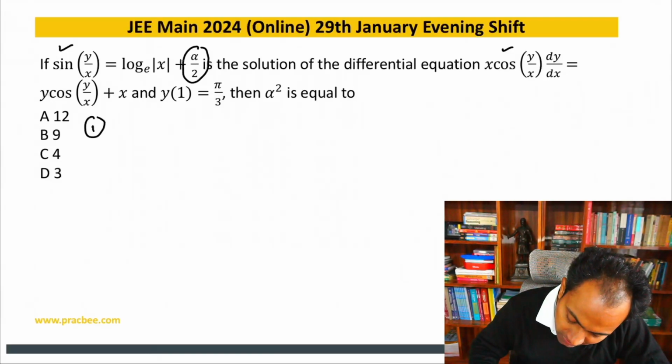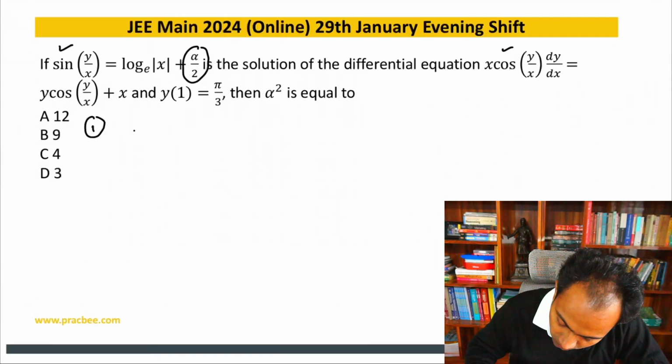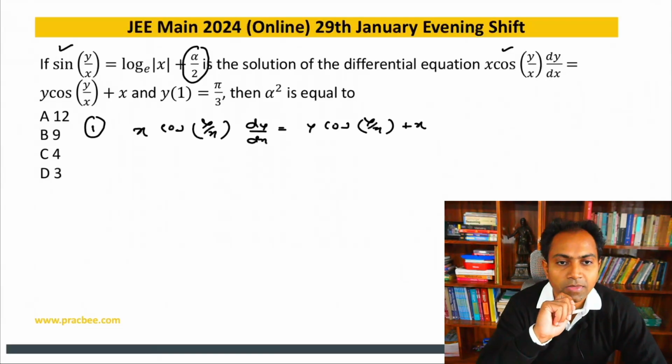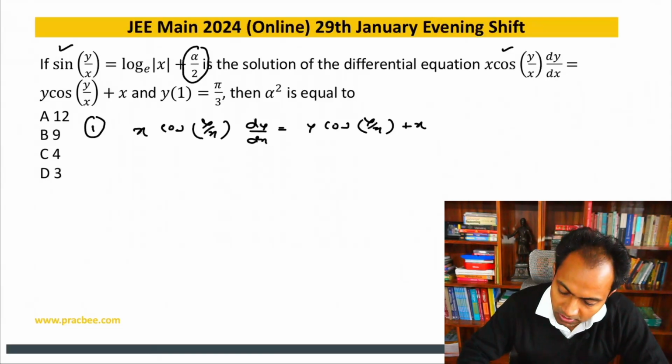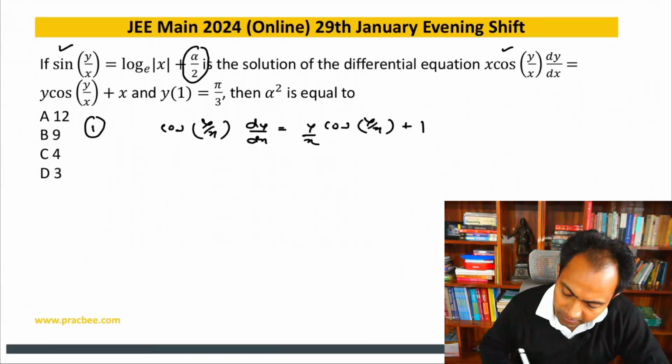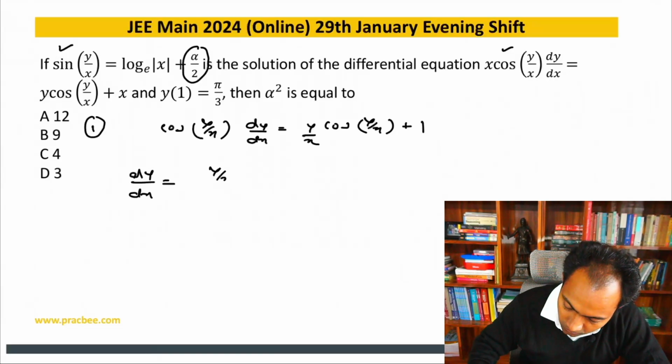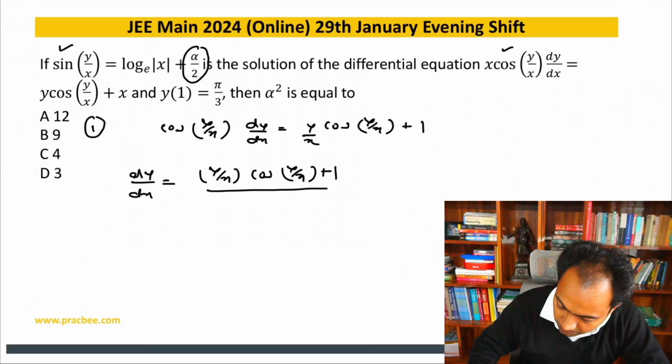So let us first write or observe the differential equation. What we have is x cos(y by x) dy by dx is equal to y cos(y by x) plus x. You can see that the power of variable in every term is 1. So now what I can do is simply divide it by x. So this x will go away. And everywhere we have y by x terms. In fact, we can simplify it further and write it as dy by dx is equal to y by x plus 1 by cos(y by x).